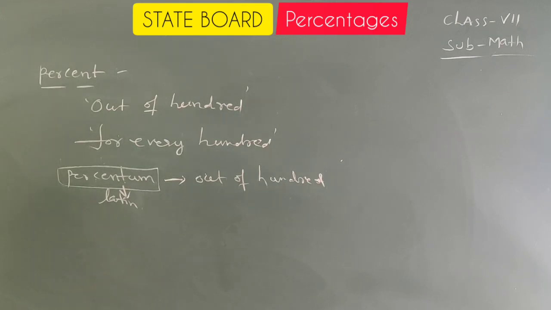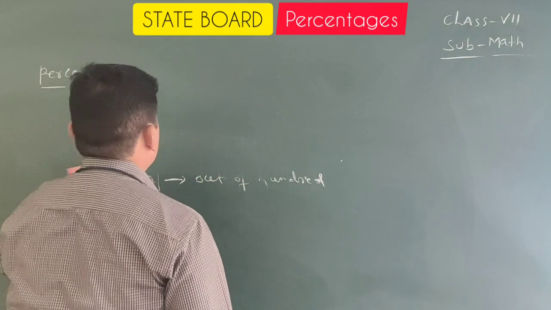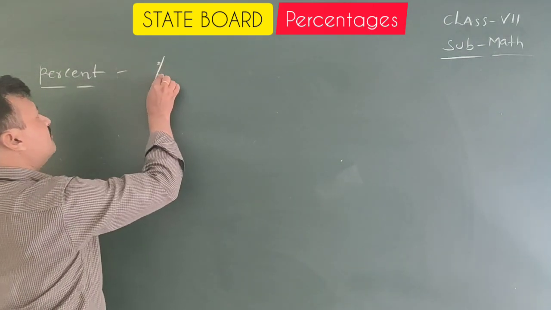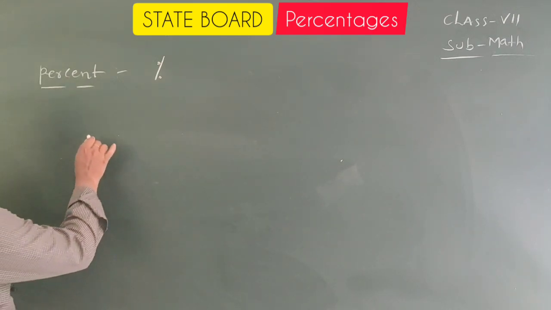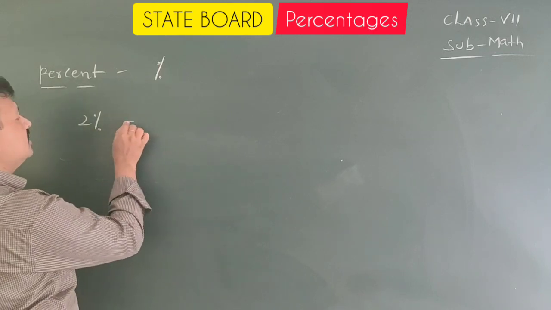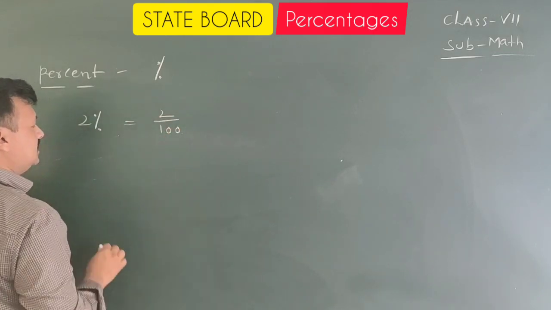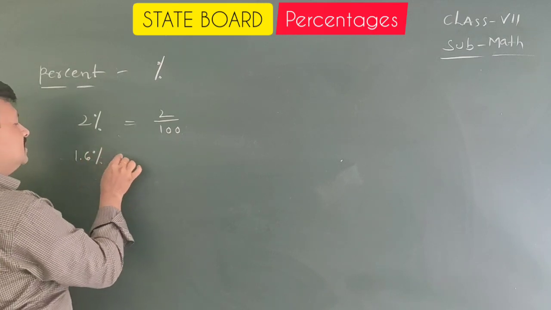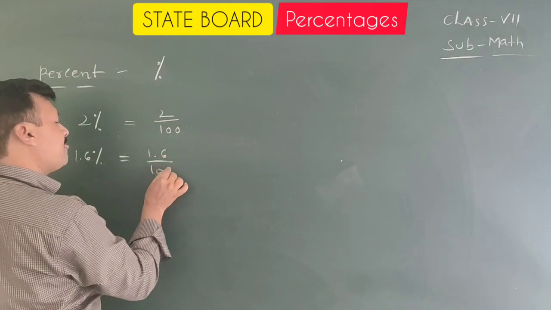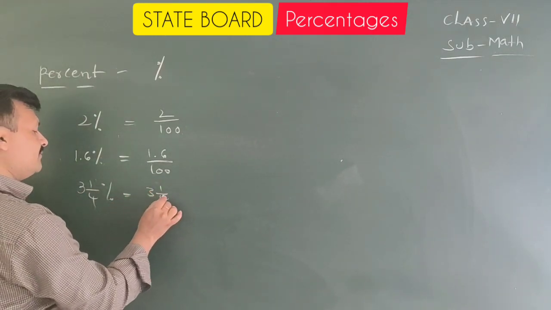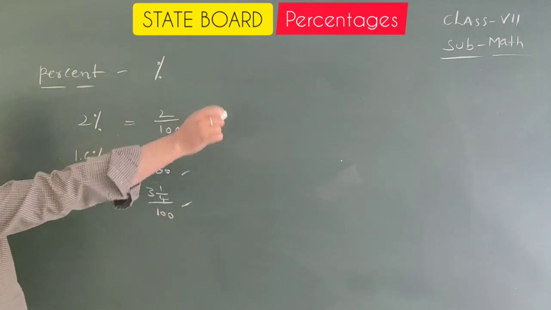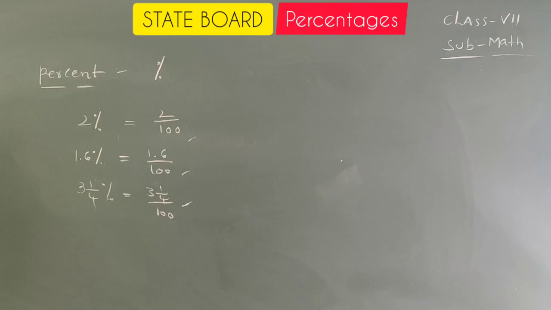So here is the symbol of percentage. For example, 2% means 2 out of 100. 1.6% means 1.6 by 100. 1/4% means 1/4 by 100. Percent means out of 100.